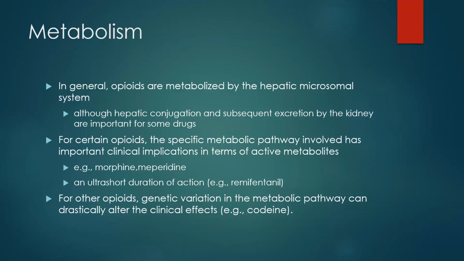For other opioids, genetic variation in the metabolic pathways can change the clinical effect. An example of this would be codeine in patients that have single nucleotide polymorphisms of their CYP2D6 and are rapid metabolizers or poor metabolizers. In poor metabolizers, you don't get codeine converted to the active compound, which is morphine, and in ultra rapid metabolizers, you get very high doses of morphine converted very quickly. We'll talk more about these a little bit later.